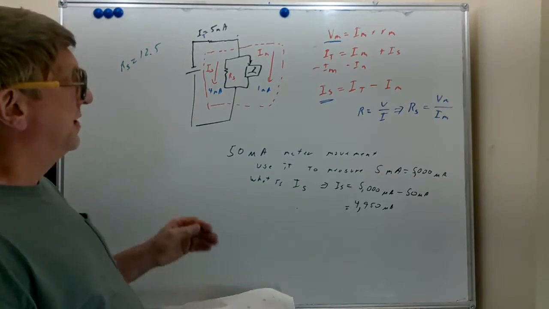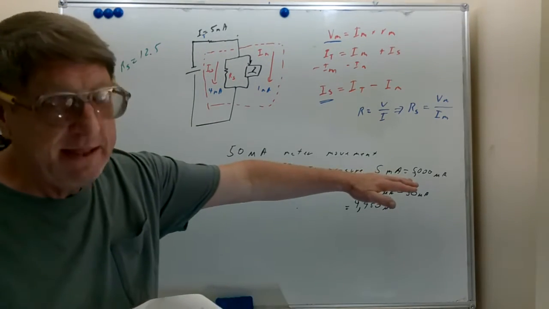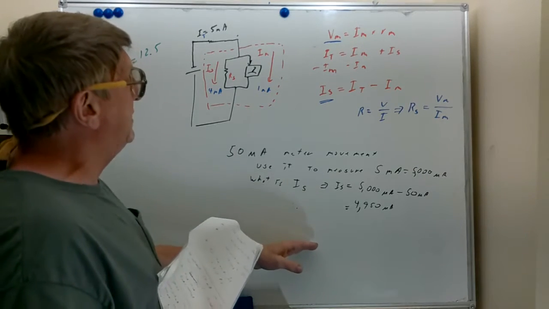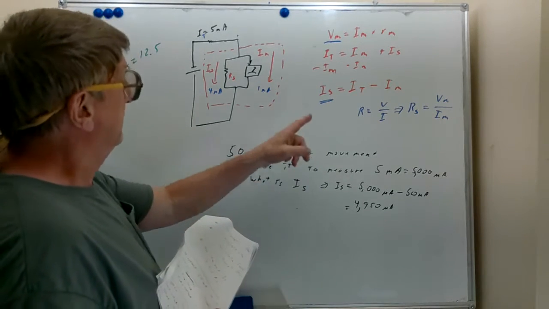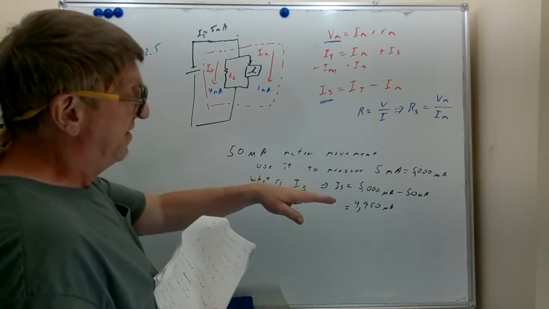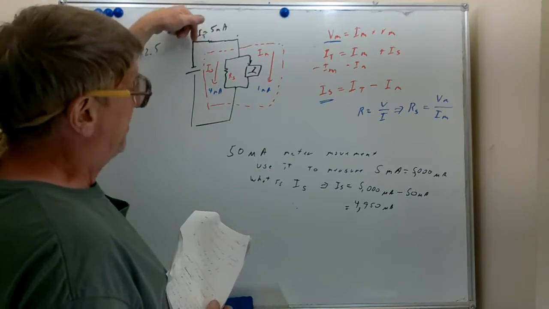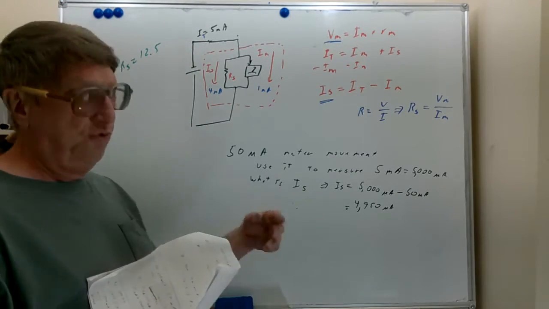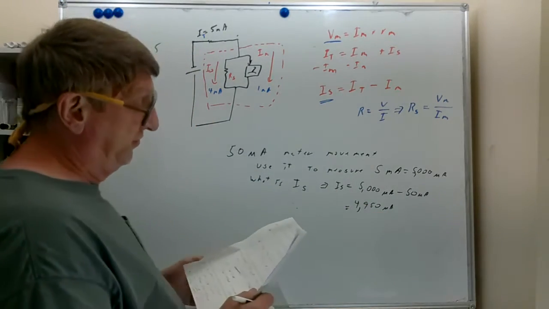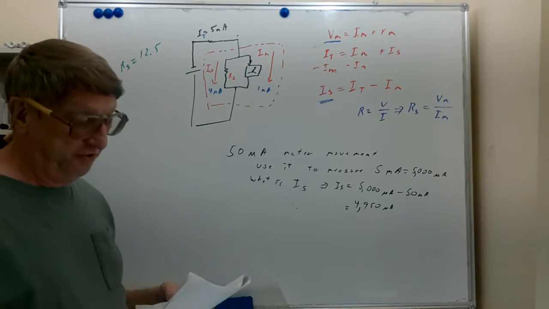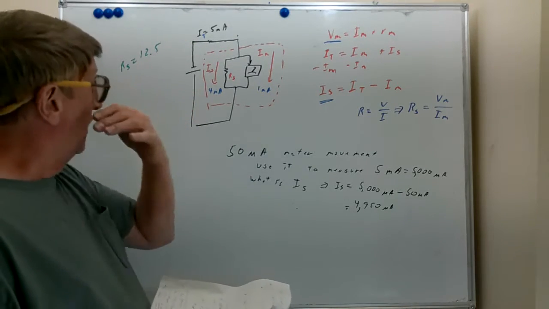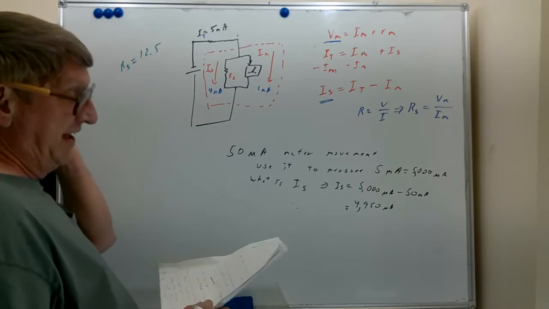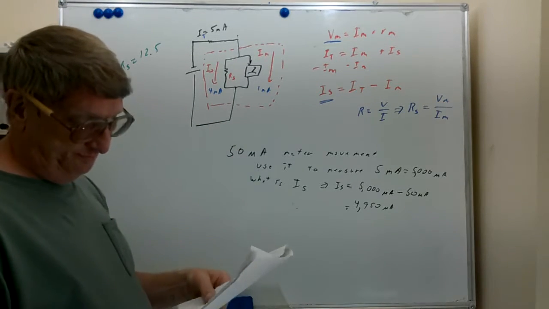So if we want to measure 5 milliamps or 5,000 microamps using a 50 microamp movement, we need to divert 4,950 microamps, or 4.95 milliamps, through the shunt resistor in order to use that more sensitive meter to measure that greater amount of current.